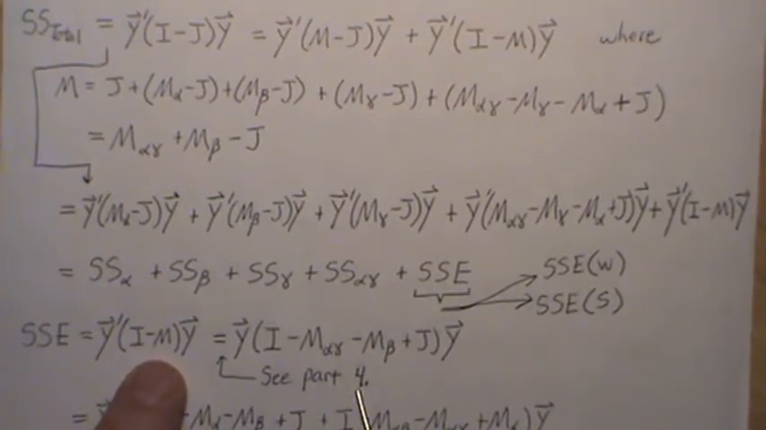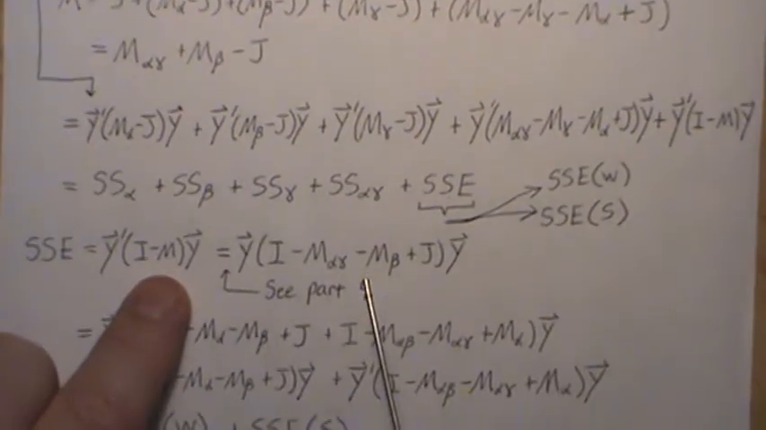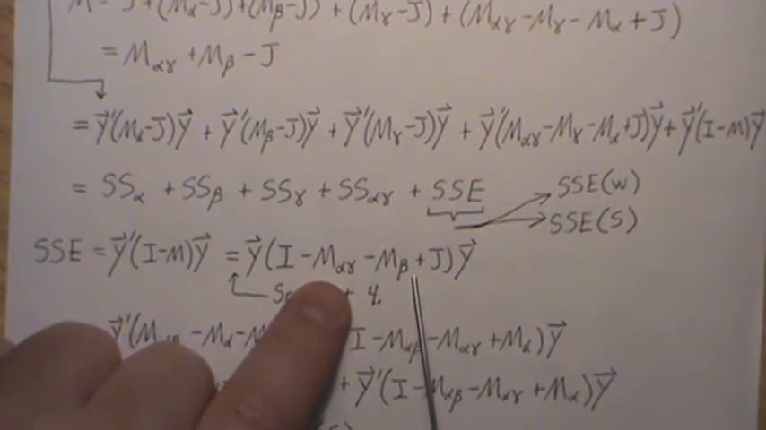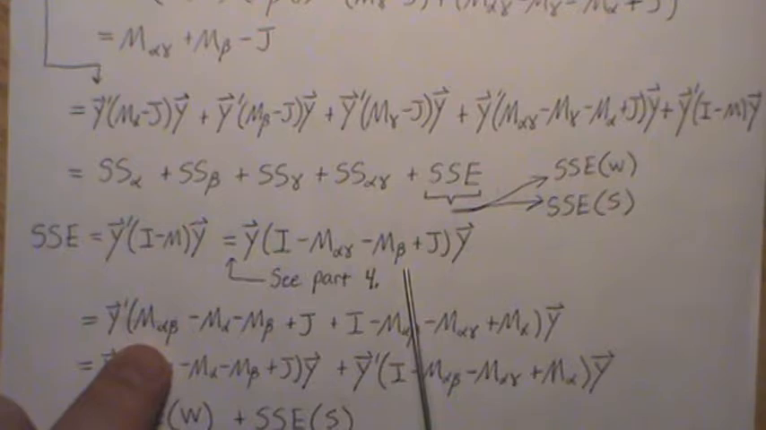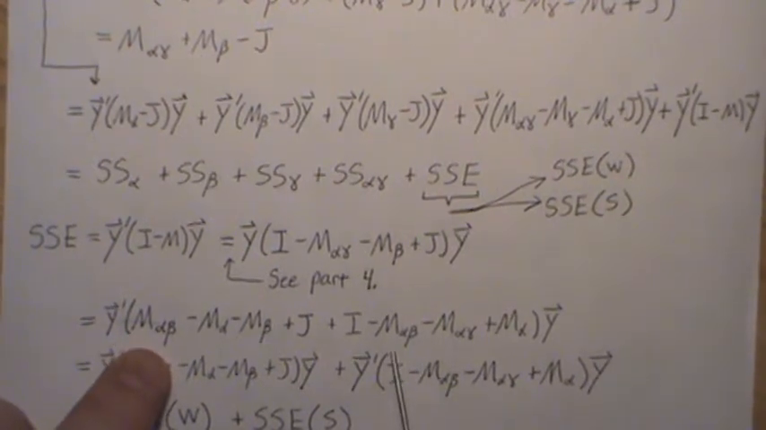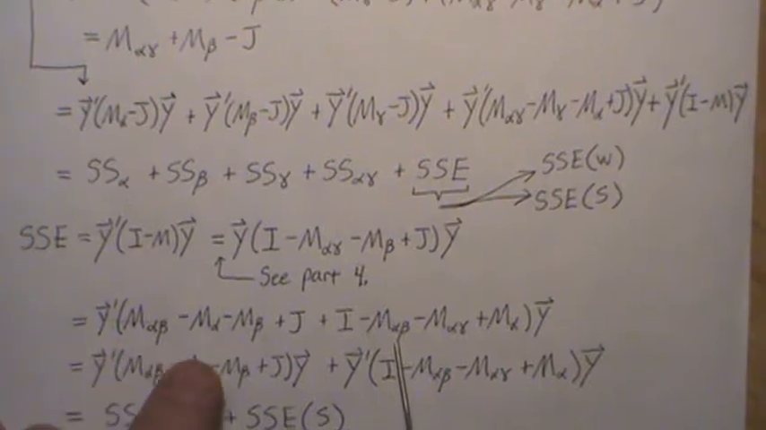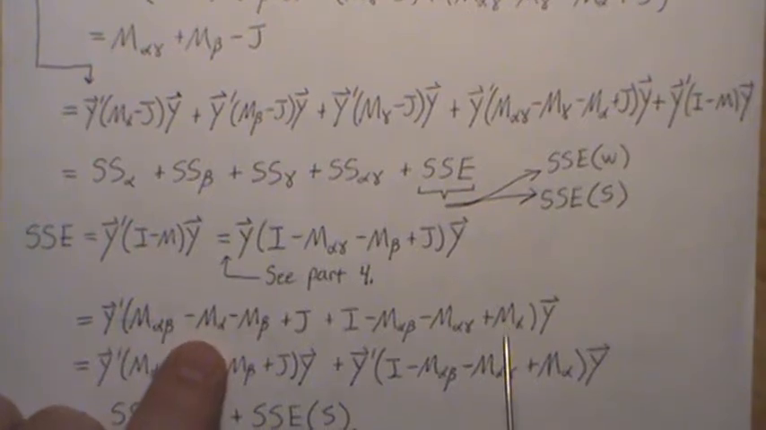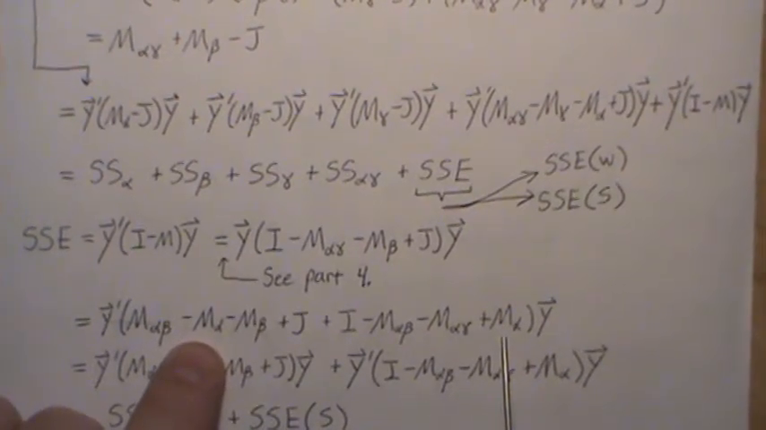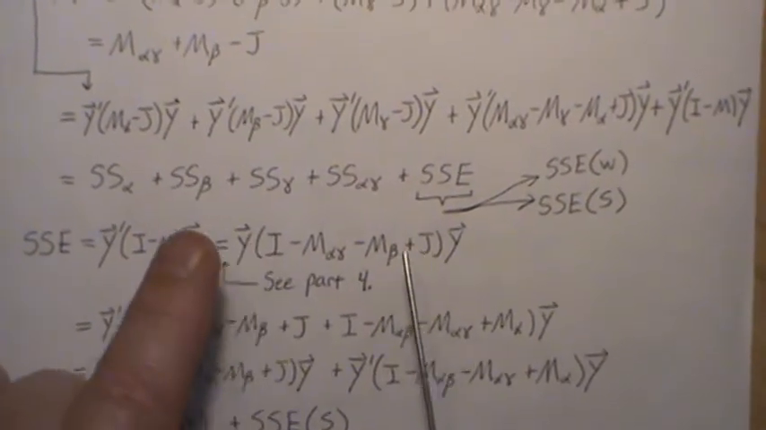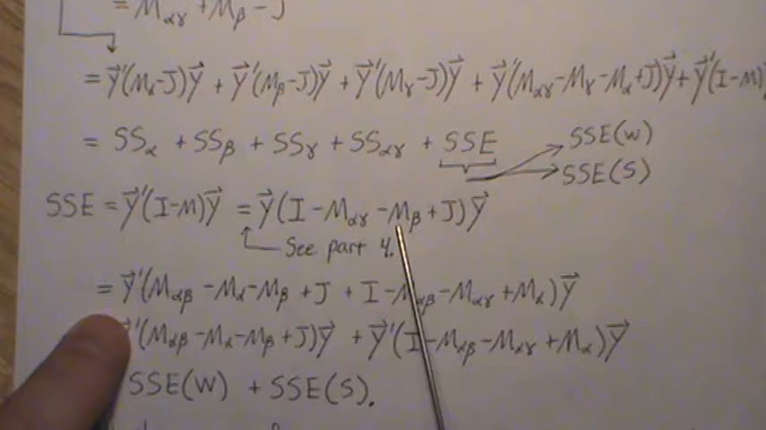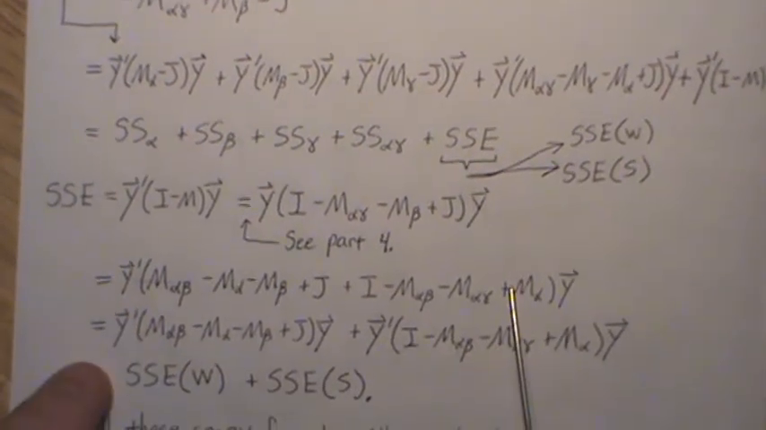And I'm going to say see part 4 for how we derive that. Now we want to add and subtract the same quantity in this. So we add and subtract this quantity. We subtract and then add this quantity, and the rest are already there. So when we add and subtract those and then rearrange, we get this, right? So this actually is 100% the same as this. We've just added and subtracted quantities.